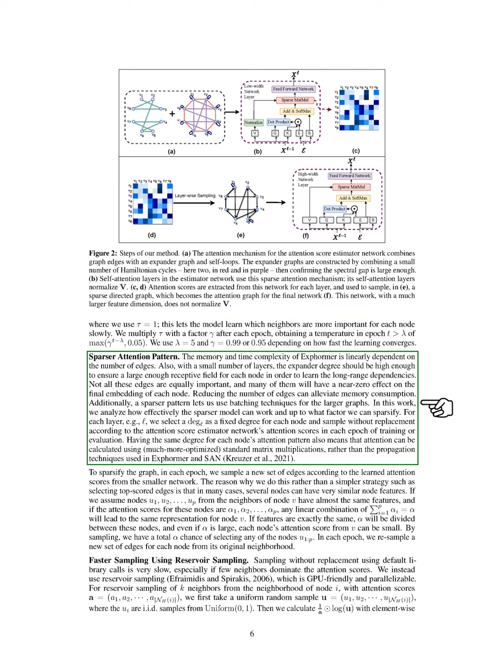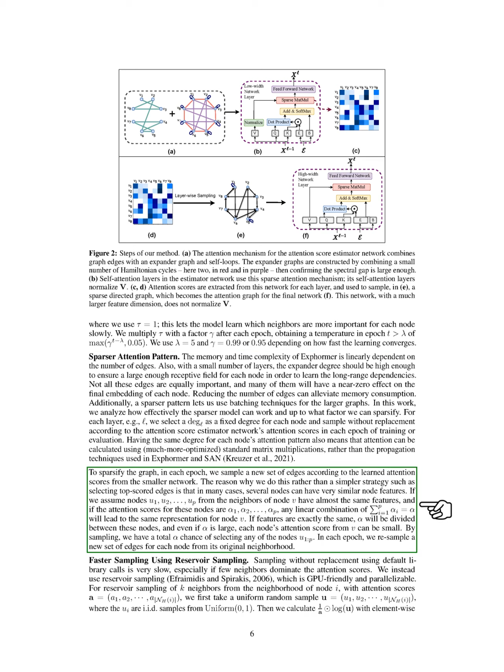To address the memory and time complexity of Spexphormer, we recognize that not all edges are equally important. Many edges have minimal impact on the final node embeddings, so reducing the number of edges can help with memory usage. A sparser attention pattern allows us to implement batching techniques for larger graphs. We analyze how effectively we can sparsify the model and determine the optimal factor for this process.